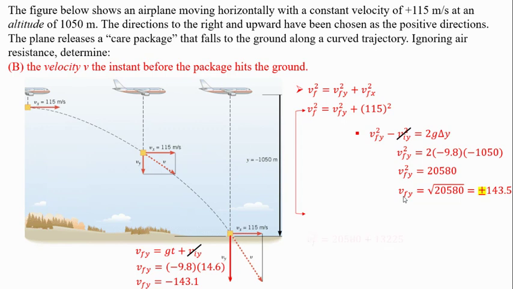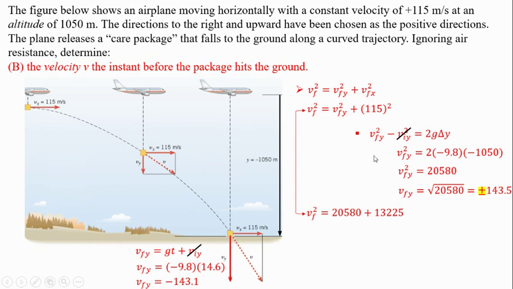VF square is going to equal VFY square plus VFX square. But VFY square, watch my circling, is just this value here of 20,580. Or if you want, you can plug in 143.5 and then square it again. You'll get the same value here. So make sure you pay attention to whether your value represents VFY or VFY square. I already have VFY square, so I'm just going to go ahead and plug it in here.